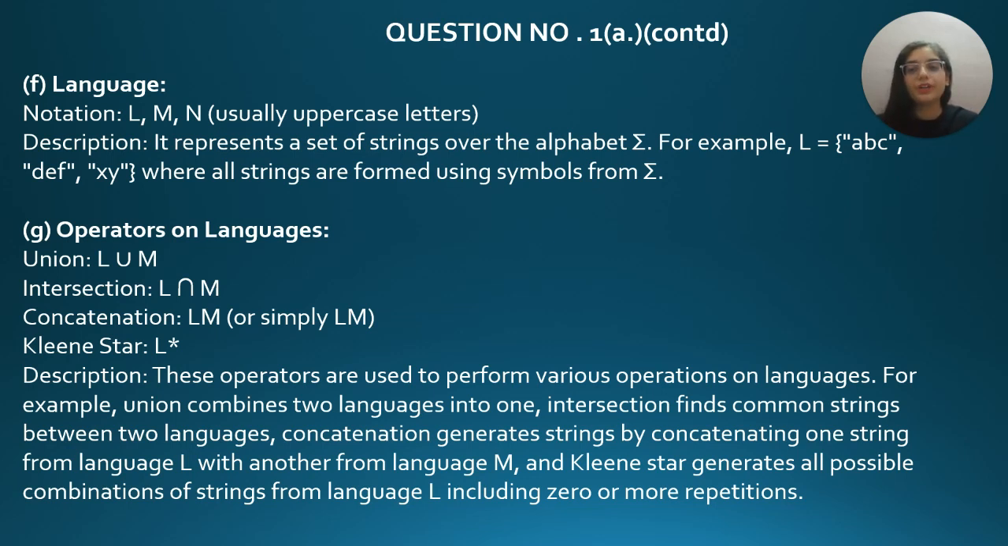Next we have operators on languages. So we have different operators like union, intersection, concatenation, Kleene star. These operators are used to perform various operations on languages. So if we have one or more languages and we want to perform operations on them using union or intersection, we use operators. I hope you understood the first question A part. Let's go to the next part.